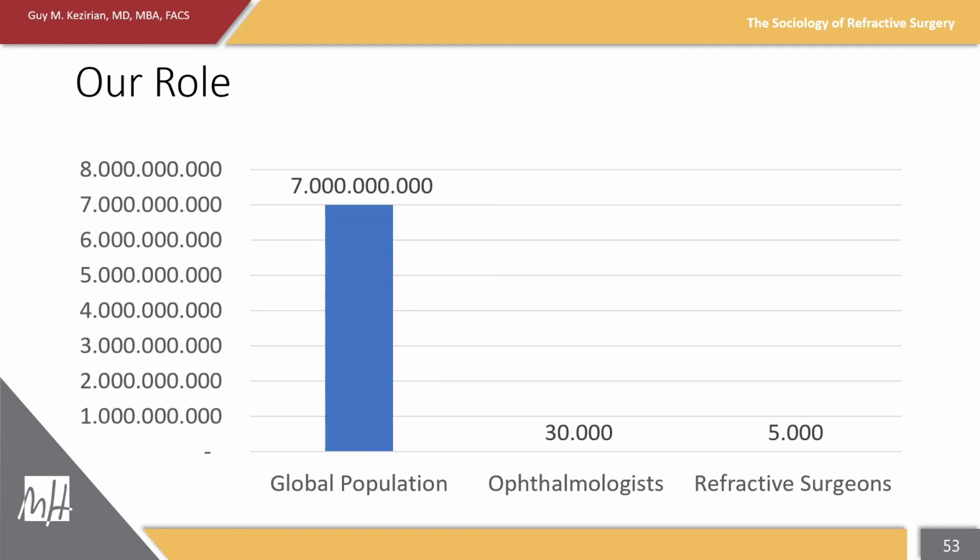Using round numbers, there's somewhere plus of 7 billion people in the world, somewhere around 30,000 ophthalmologists, and somewhere around 5,000 refractive surgeons. You might be thinking, how can 5,000 people solve the vision problems of 7 billion people? Again, coming back to the delivery model conversation earlier, it's going to take some significant system change for us to get there. The graph is not broken, by the way. When you have one bar that says 7 billion people, the 30,000 and 5,000 bars don't even show up. A little daunting, I realize, but I believe we can do this.